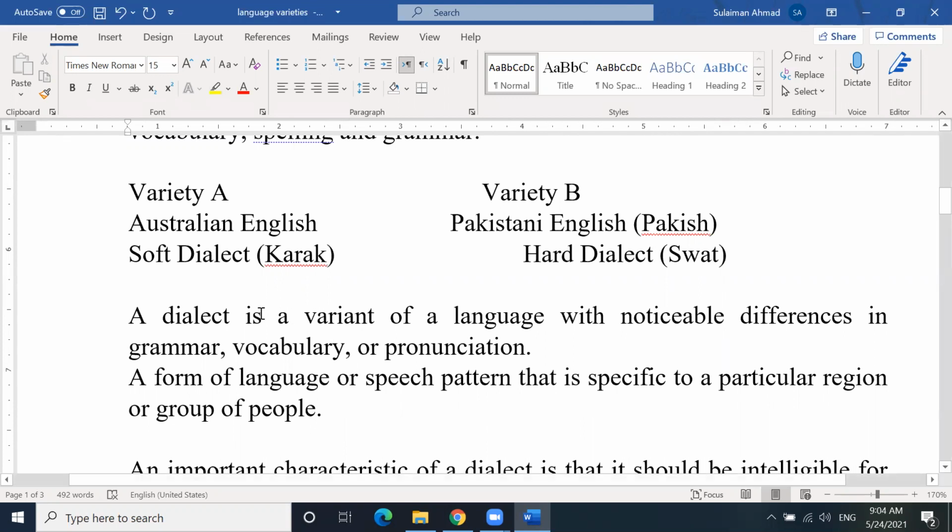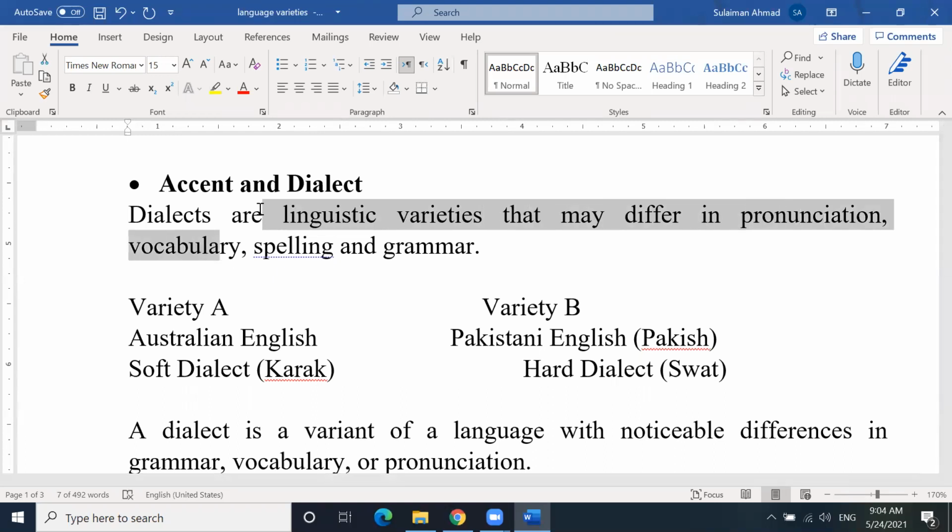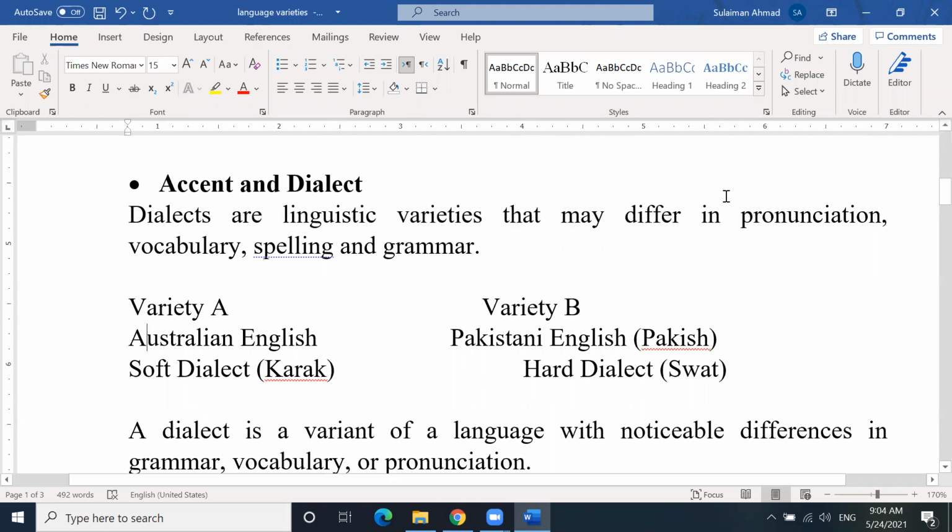But when we talk about a dialect, dialects are linguistic varieties. They may differ in pronunciation, vocabulary, spelling, and grammar. All these four features of language are there in a dialect. If I say the Australian dialect and the Pakistani dialect, then we take all these features into consideration: pronunciation, vocabulary, spelling and grammar.